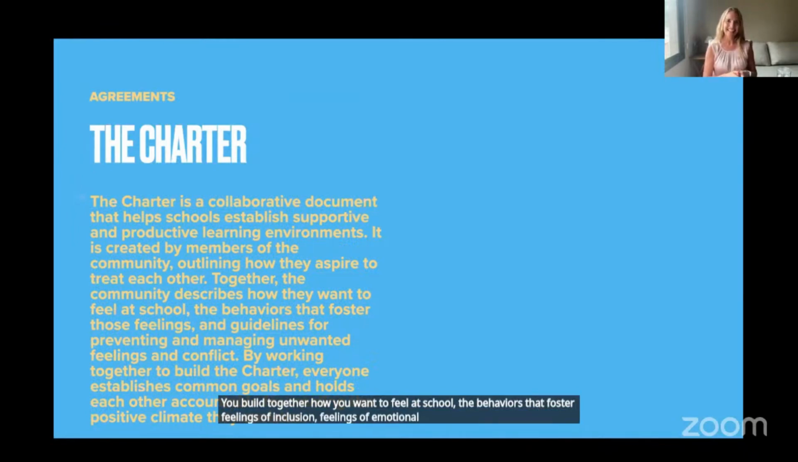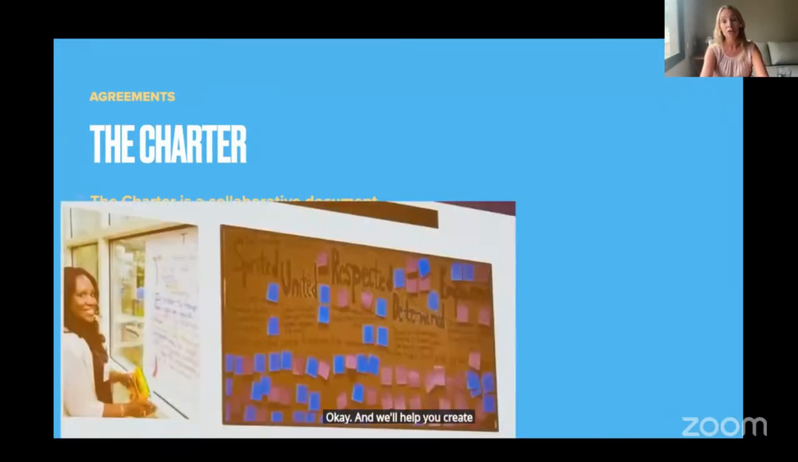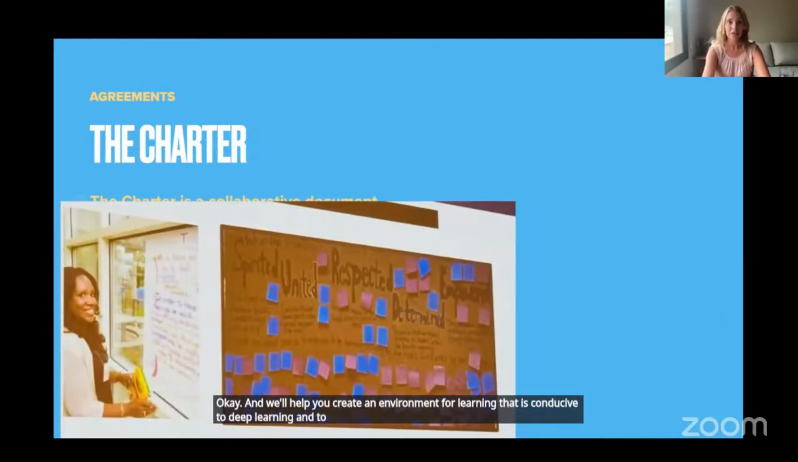security, right? Working together to build the charter, I will share some examples now, will give you common goals, will set limits, okay? And will help you create an environment for learning that is conducive to deep learning and to long-lasting effects in terms of learning. So these are examples of the charter.